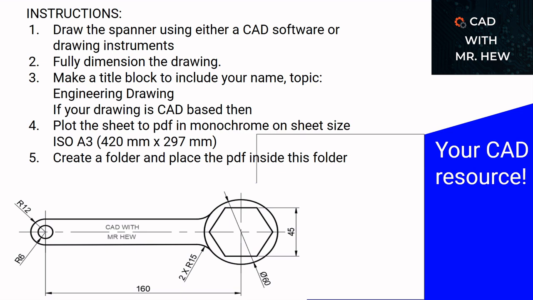If your drawing is CAD based, then 4. Plot the sheet in PDF in monochrome on a sheet size ISO A3, which is 420 millimeters times 297 millimeters. That is the sheet size, the size of the paper, the measurements of the paper. And the last instruction, if you had created a CAD-based drawing, is to create a folder and place the PDF inside this folder. So we'll be starting the video now.